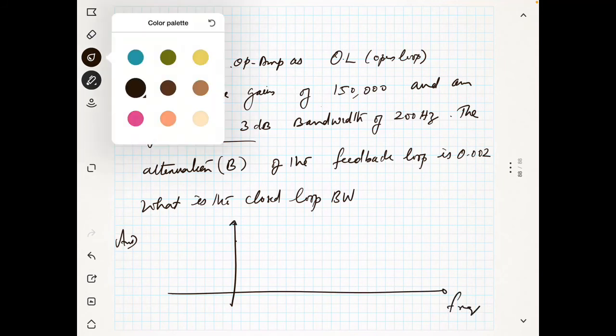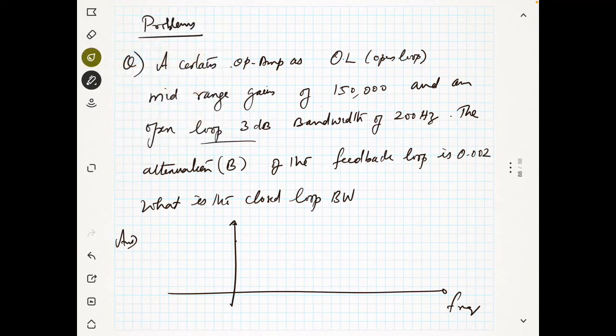So a certain op-amp has a mid-range gain of 150,000, which is very high, and a 3 dB bandwidth. That means the 3 dB bandwidth is showing the critical frequency, 3 dB down. Actually this gain is not in dB, even though we will be using this terminology of 3 dB bandwidth, which is 200 hertz. That means the upper cutoff frequency FCU is equal to 200 hertz. Now you have the open loop bandwidth, which is nothing but your FCU, and the AOL mid-range gain is 150,000.